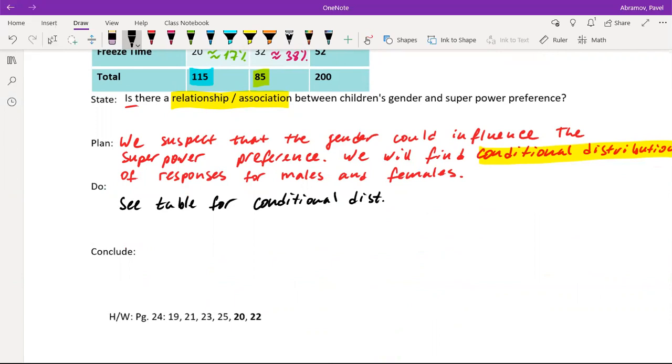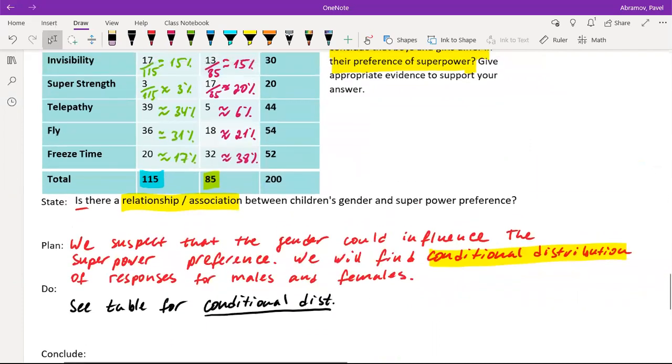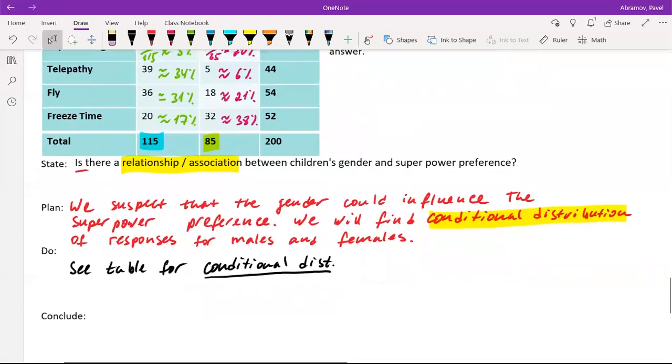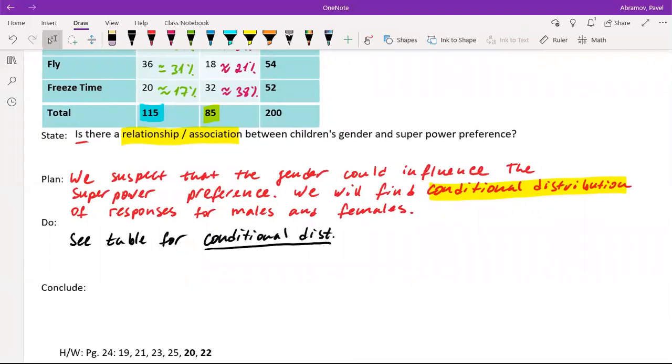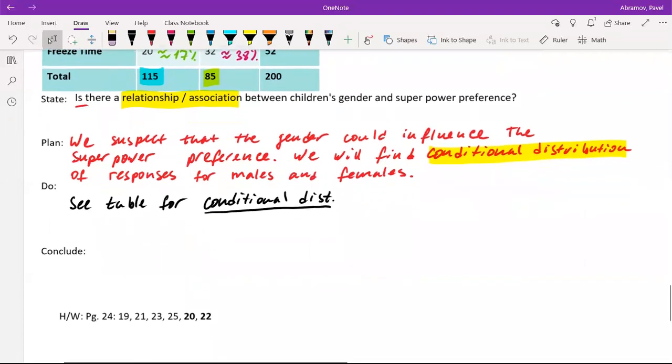Okay, so we know where to look, so we did not have to write it all out. When you do your homework, it might be easier for you to copy the table down and show your conditional distributions in the table rather than writing it out in a list. It would also probably be easier for me to read.